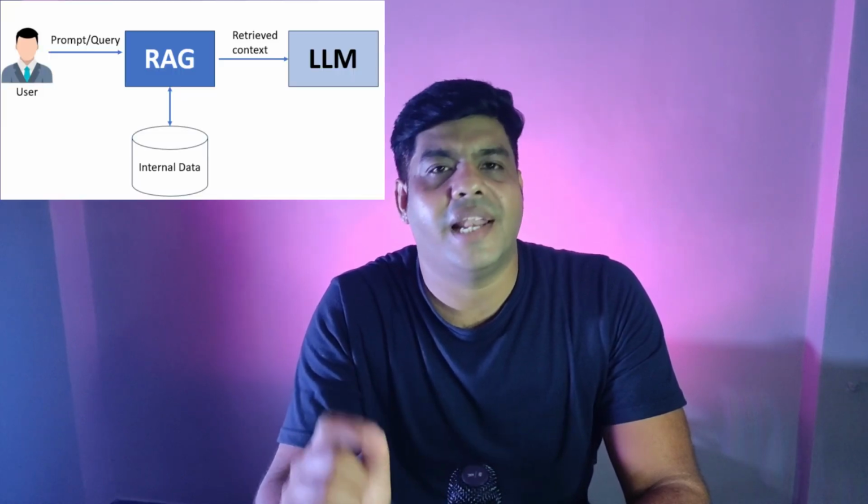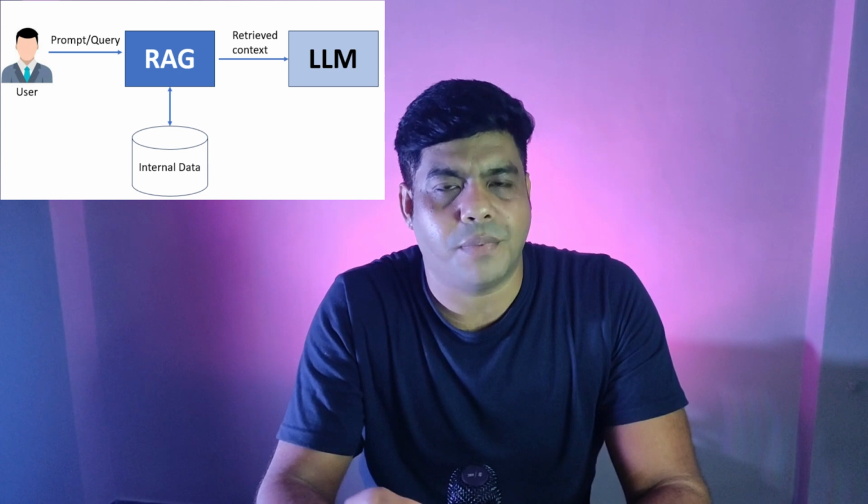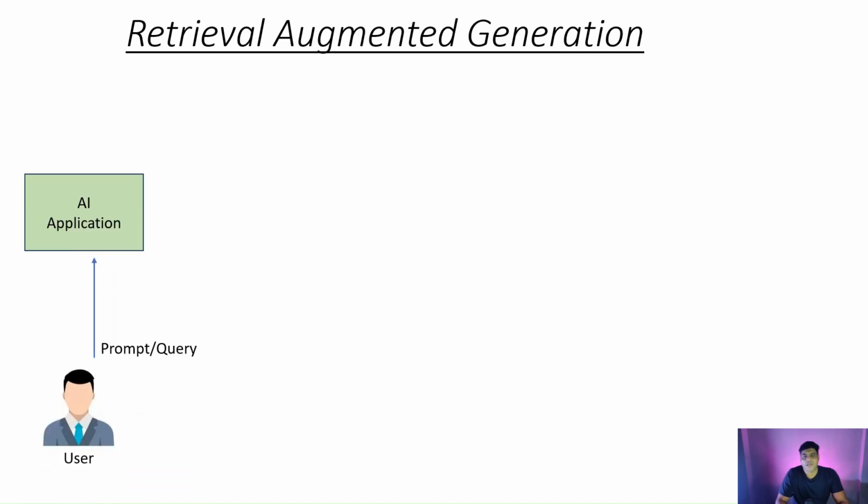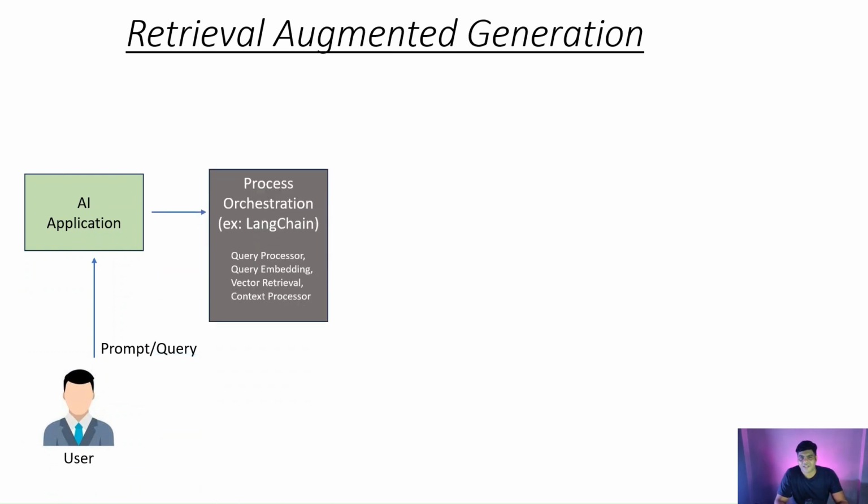It will provide the right context and information from your internal systems and make it available to the LLM model before providing you a final response. So let's see how it works. Consider an organization user is entering a prompt or a query to an AI application. This application could be an internal chatbot, for example, which is connected to a process orchestration engine, something like LangChain. This performs a lot of steps internally, like query processing, query embedding, vector retrieval, context processing, all of this.